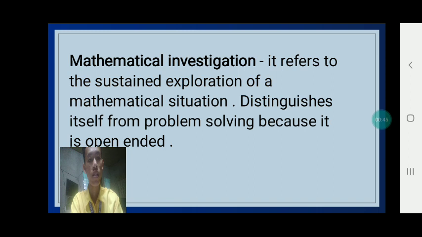So mathematical investigation refers to the sustained exploration of a mathematical situation. It distinguishes itself from problem solving because it's open-ended. In short, in a mathematical investigation they give you a situation, and then you're going to analyze it and make a pattern from the given situation.